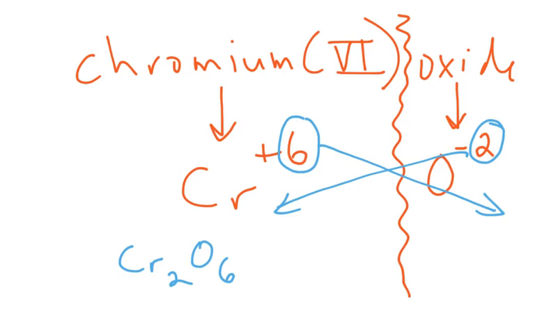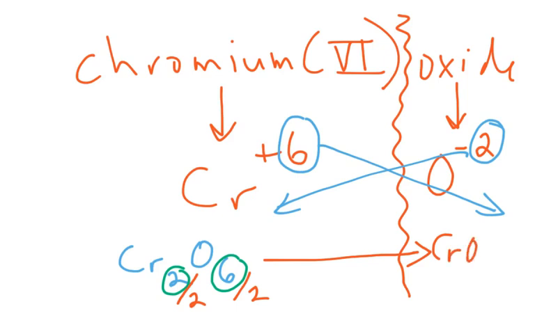Cr2O6. And hopefully you've noticed here that I've given you an example that has a common factor for both of these subscripts. That common factor is 2. So we need to divide both of these by 2 before showing our final answer, and that's going to be CrO3. So CrO3 is chromium 6 oxide, not Cr2O6. So you're going to have to be careful of that with both type 1 and type 2 compounds.